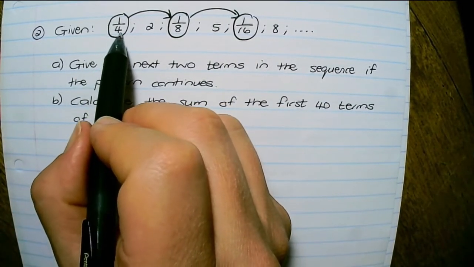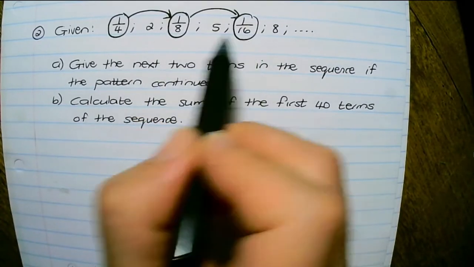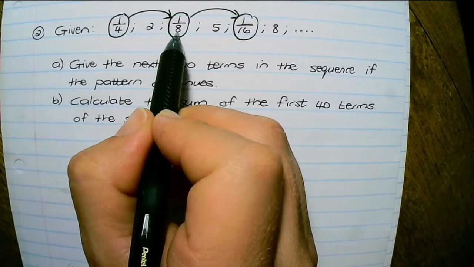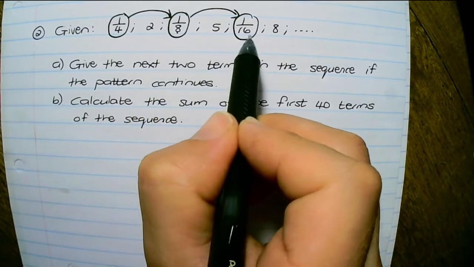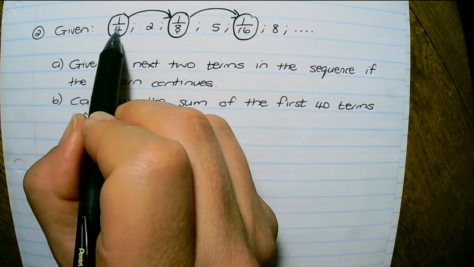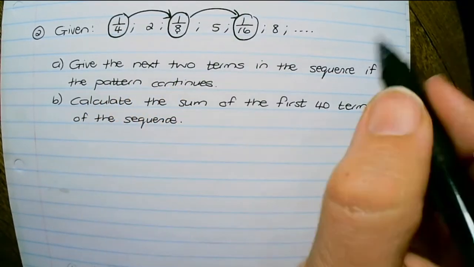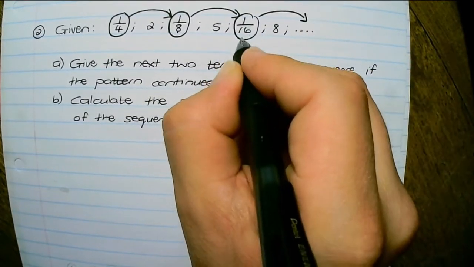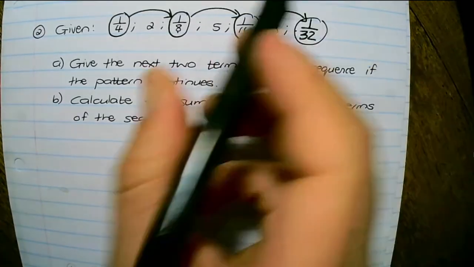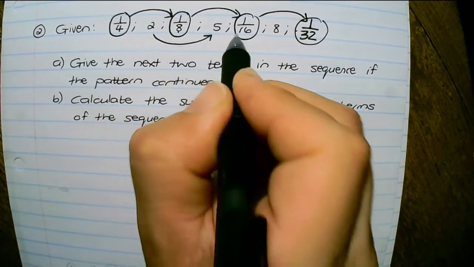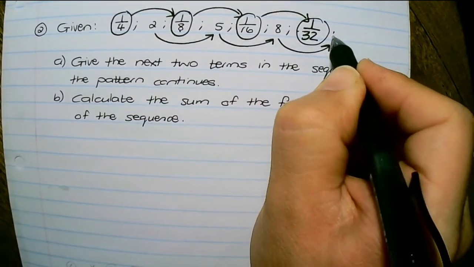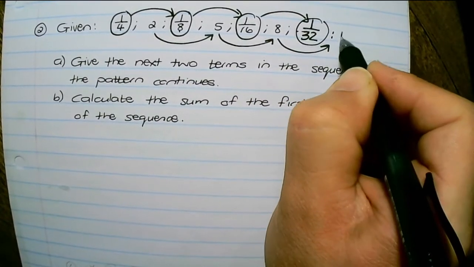Now I can see that I'm multiplying the denominators by the same number. So I'm multiplying 4 by 2 to get to 8, and 8 by 2 to get to 16. But at the top it stays 1. That means I must be multiplying by a half in between terms. So 1 over 16 times a half would be 1 over 32. And for every other term, I can see that I'm adding 3. So the next term, after 1 over 32, would be 11.